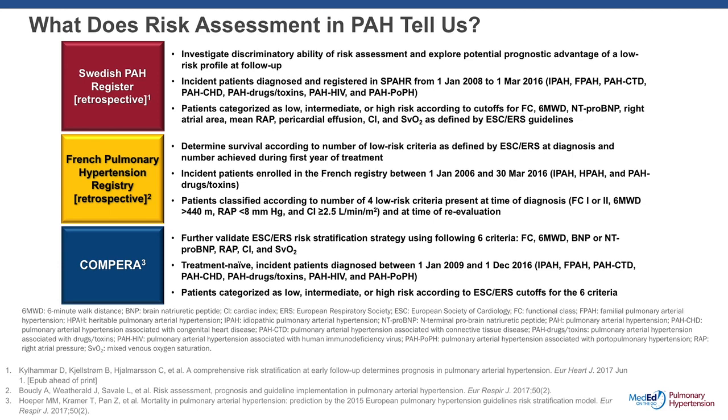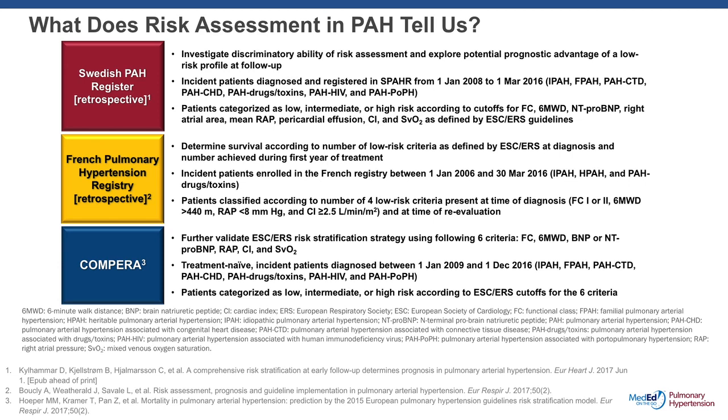The Swedish Pulmonary Arterial Hypertension Register and the COMPERA Register used very similar methods, and let's talk about those two first. The Swedish is obviously a Swedish registry. COMPERA is a European registry, primarily German. And what both of these registries did was really look at the risk determinants in the ERS-ESC guidelines as a method by which to risk assess patients.